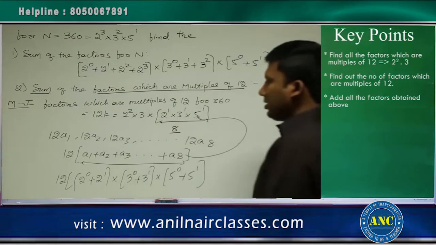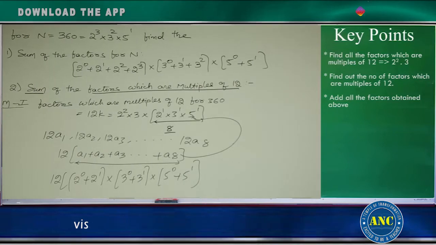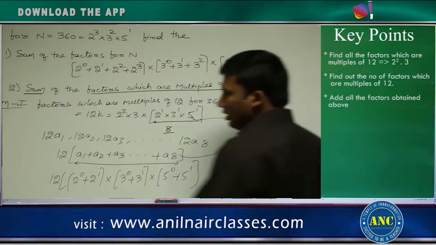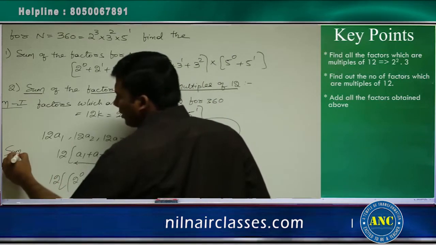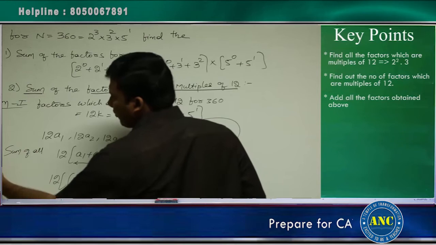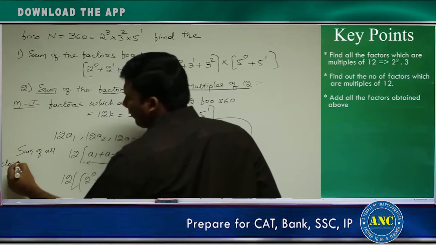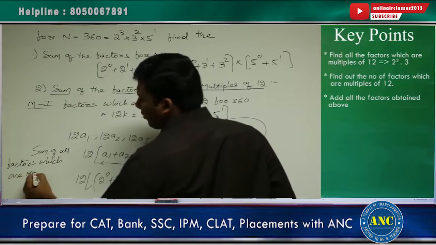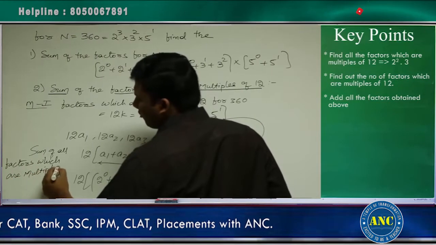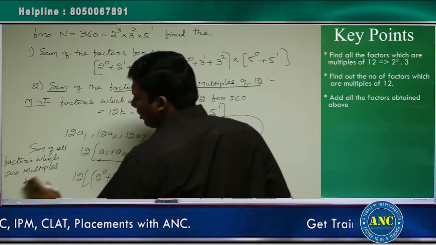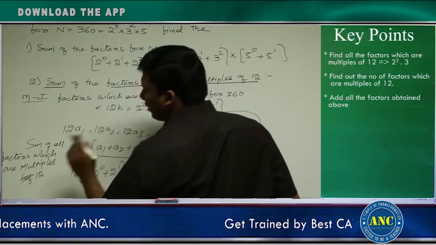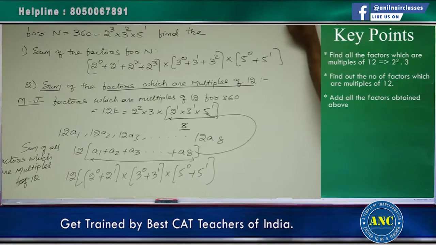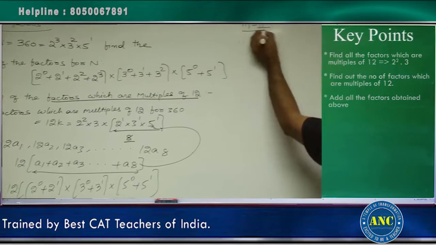You can take any method. I will discuss method 2 also. So, this is nothing but the sum of all the factors which are multiples of 12, for n equivalent to 360. This is method 1. Method 2.